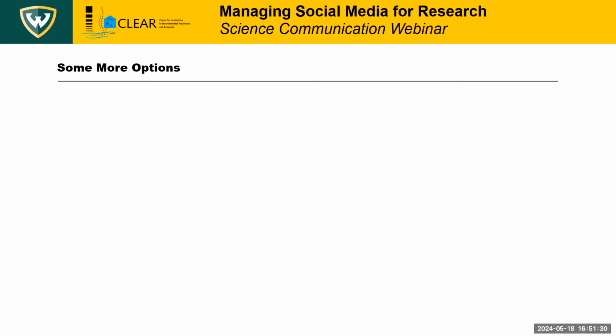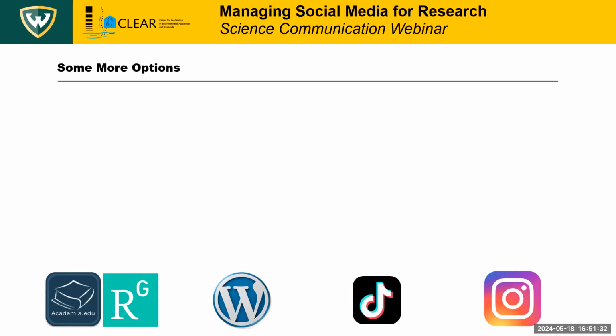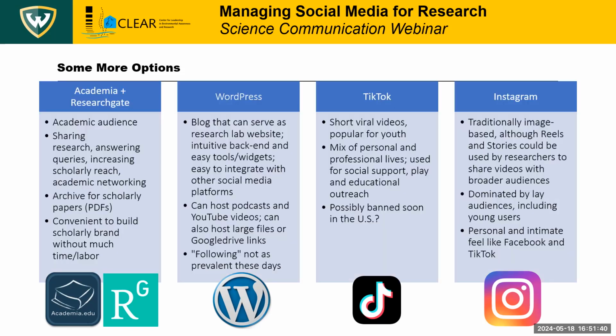There are a few other options: academia.edu, ResearchGate, WordPress, TikTok, and Instagram. Both academia.edu and ResearchGate are designed specifically for academic users and audiences. In addition to sharing research, answering queries, and networking with other academics, you can use them to archive your work. Both platforms can help build your scholarly brand without requiring frequent updates like Facebook or X might.